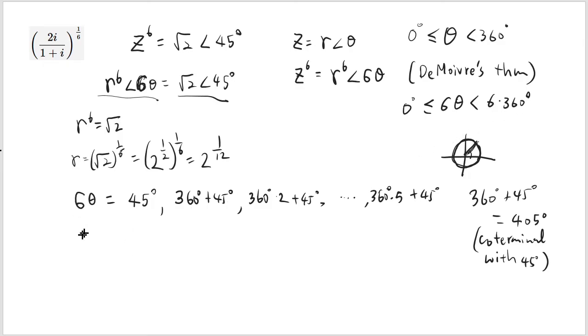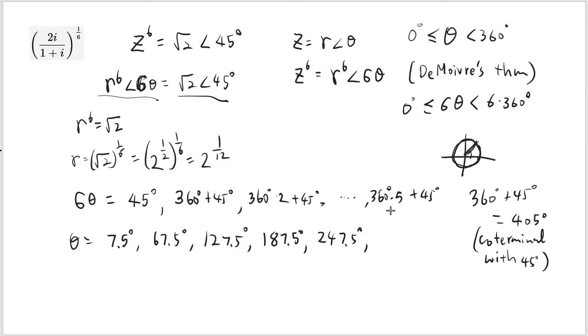Okay, so you can divide by 6. Now 45 divided by 6, if you use a calculator, you're going to find that it's 7.5 degrees. And 360 divided by 6 is 60. 60 plus 7.5 will be 67.5 degrees. The next one will be 60 times 2, 120, and then 7.5 degrees. 60 times 3 is 180, and then 7.5 degrees. 60 times 4 is 240, and then 7.5 degrees.